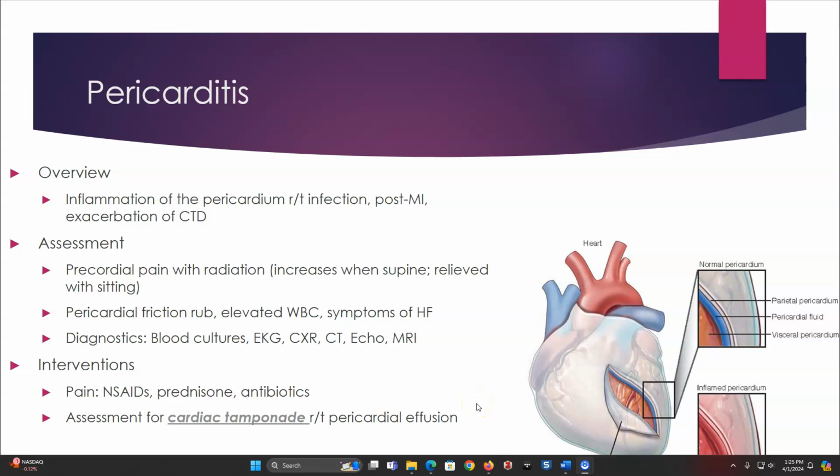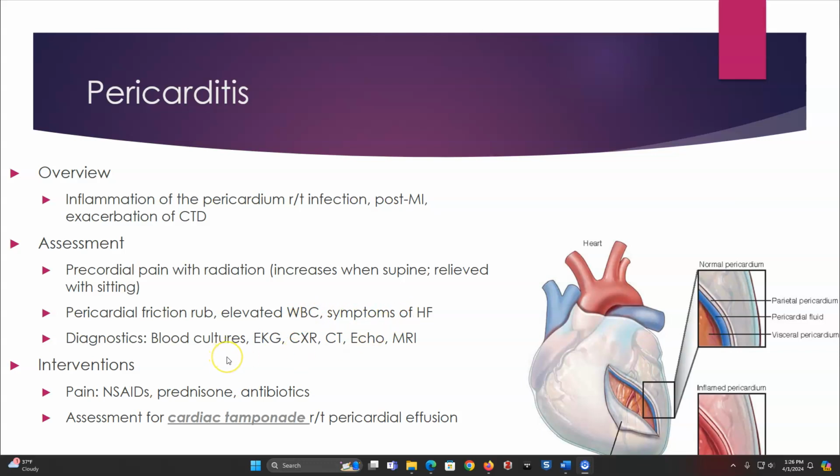So assessment is going to include some precordial pain with radiation. This will increase when they're supine, but when they're sitting up, it will be better. It's probably not gone, but better. You might hear a precordial rub, depending on what area is inflamed. The body is upset, so you're going to see changes in your WBCs, which will be elevated because your body's stressed, and they might have some symptoms of heart failure.